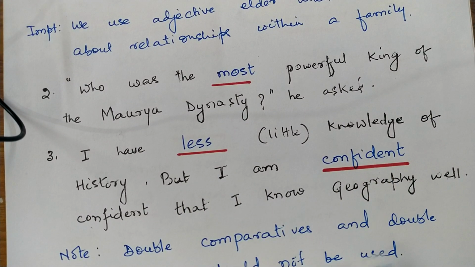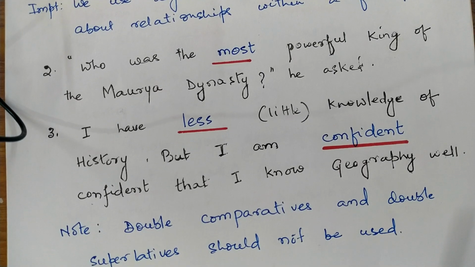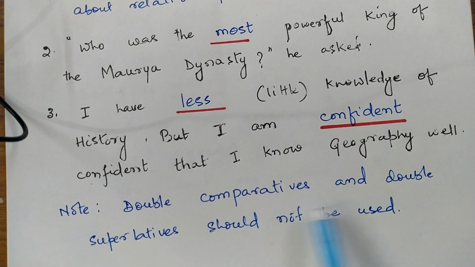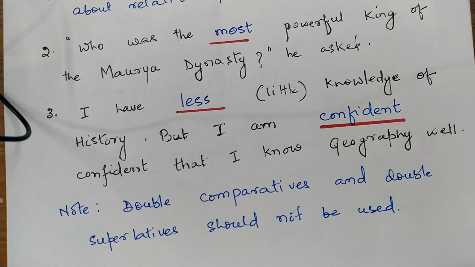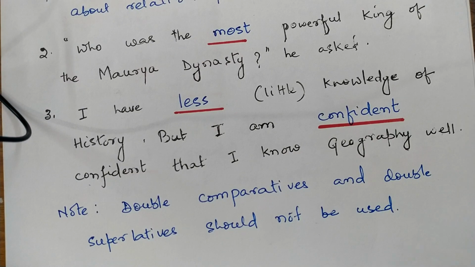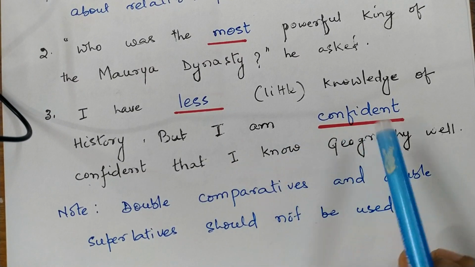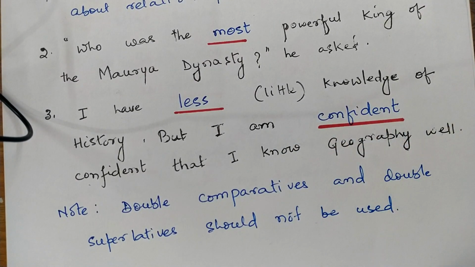We will not use more confident or most confident, because we never use double comparatives and double superlatives. More confident becomes a double comparative, and most confident a double superlative. So we don't use that. But I am confident, because it is in the positive degree itself.